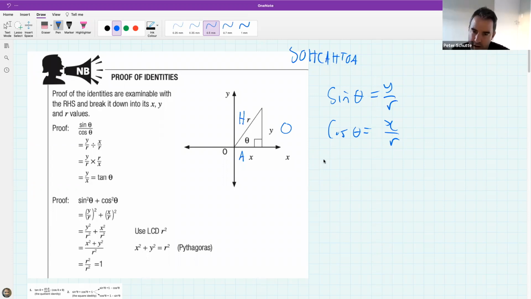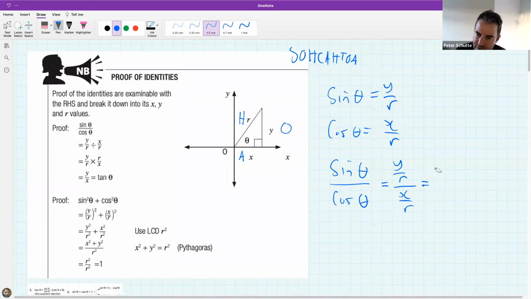Okay. Now, if we say sine of theta over cos of theta, it's the same as saying y over r over x over r. And then if you think about dividing by a fraction, you can divide by a fraction by multiplying and cross-multiplying, or top and timesing. You get that. And then you can cancel these r's and you get y over x.